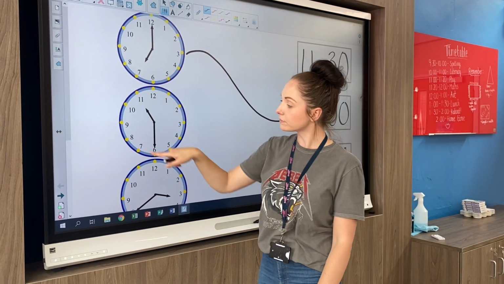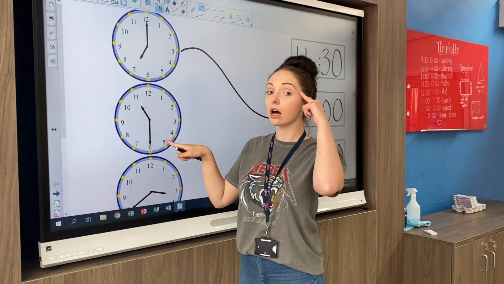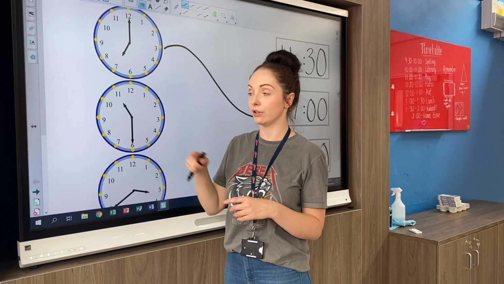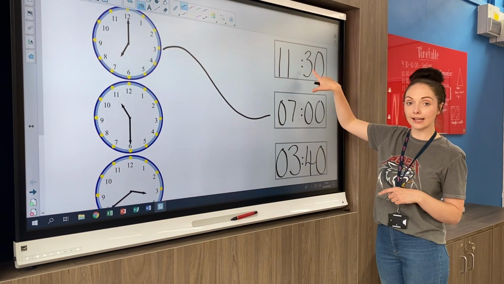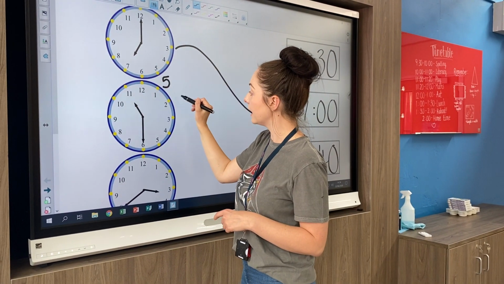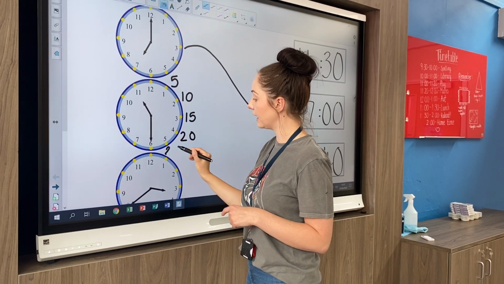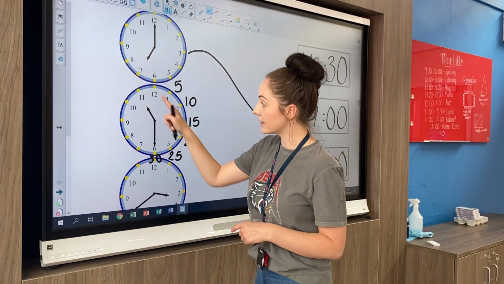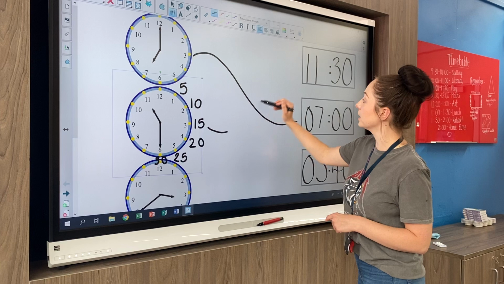This one then, I've got my minute hand pointing to 6, which I know is half past, and my hour hand is pointing to 11. So it's half past 11. That's going to be 11:30, because remember, we count round in our fives. So 30 is going to be at the bottom. So that's 11:30, and that's going to join to that one.